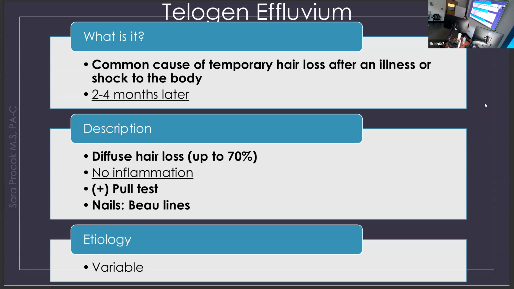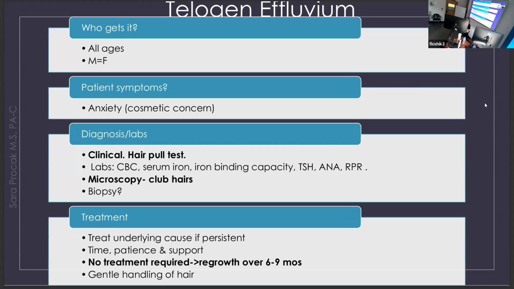You can also see Beau's lines, where you have an arrest of the nail matrix. You get that horizontal depression across the nail that happens after a shock as well. We'll talk more about that later. The etiology for this is going to be variable. It can affect anyone.